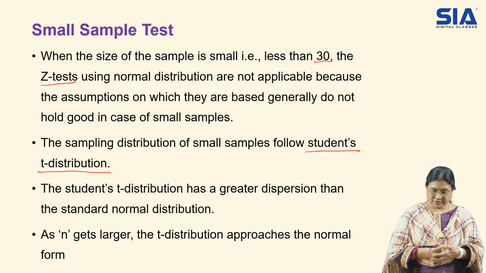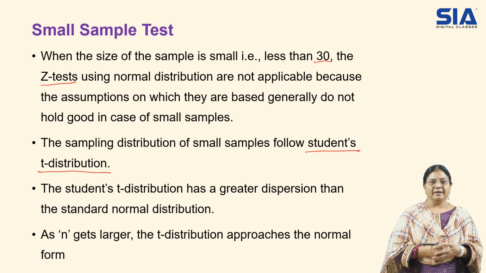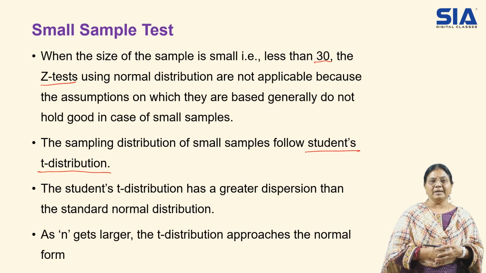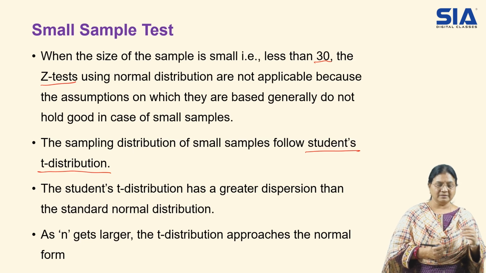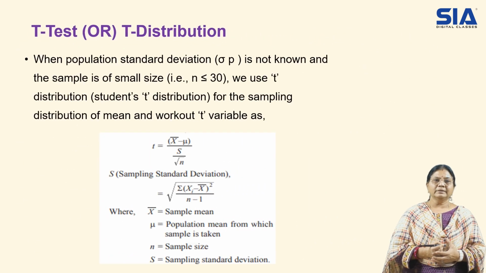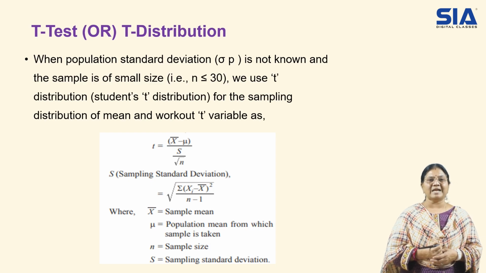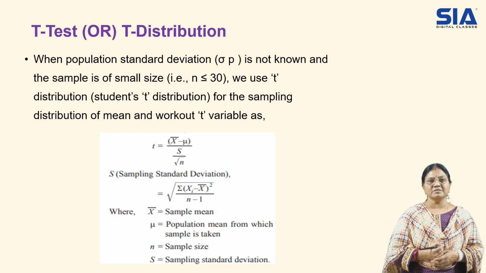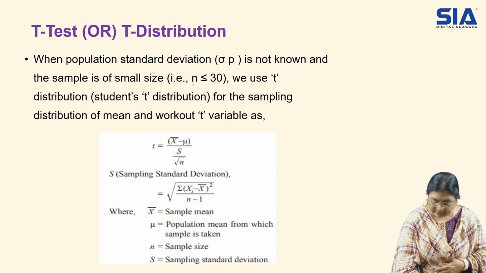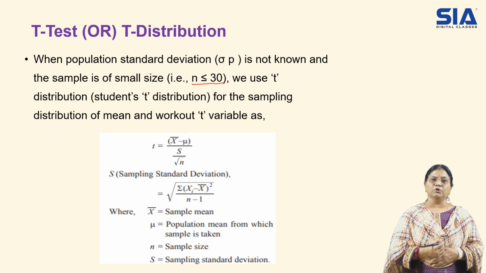The student t-distribution has greater dispersion than the standard normal distribution. As n gets larger, the t-distribution approaches the normal form, so n should be less than 30. When the population standard deviation is not known and the sample size is small, that is n is less than 30, we use t-test or t-distribution.